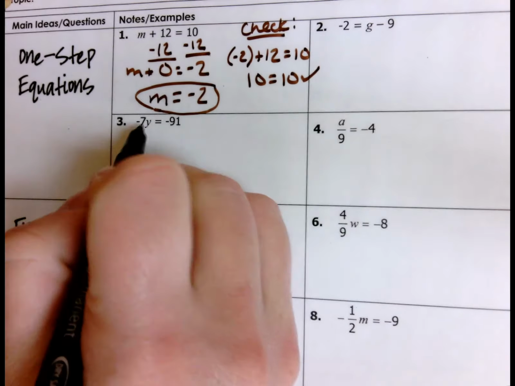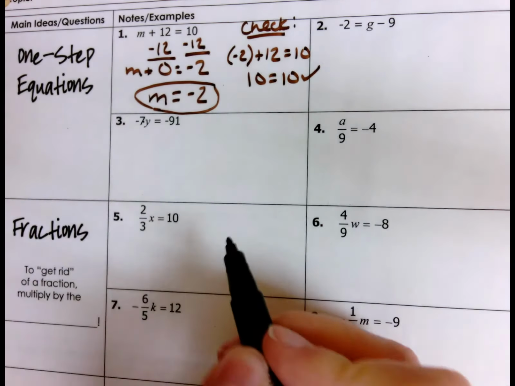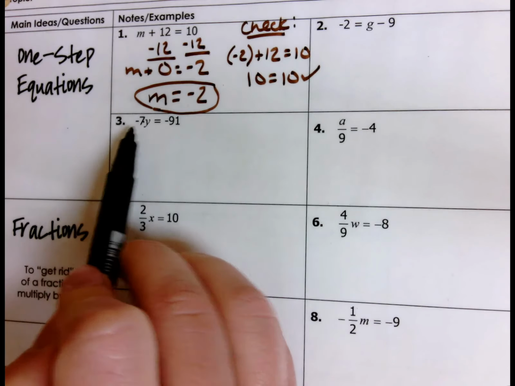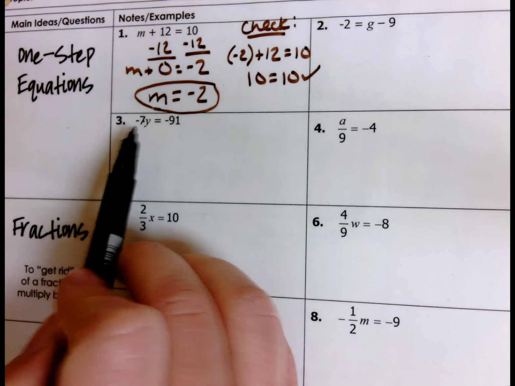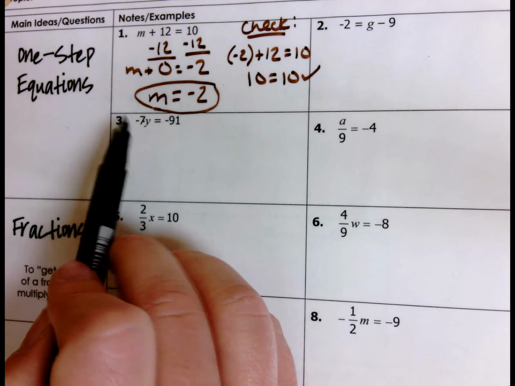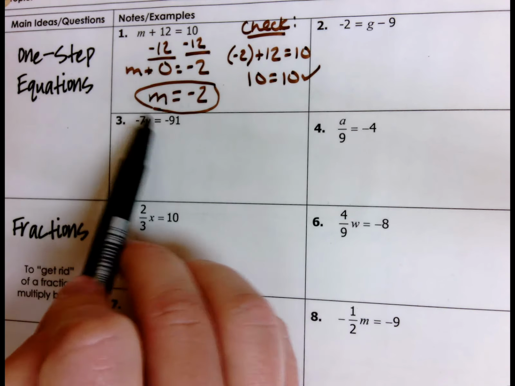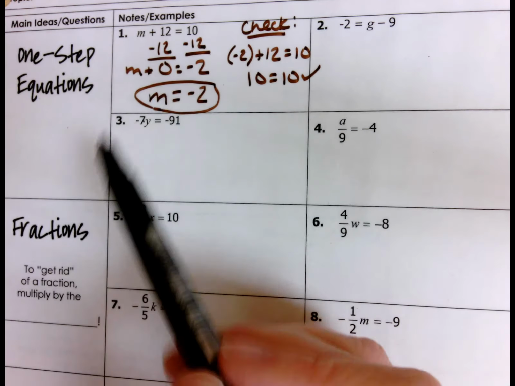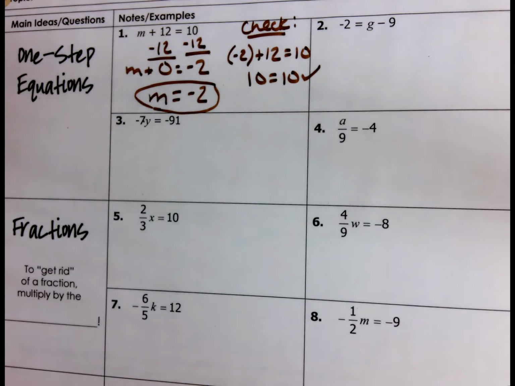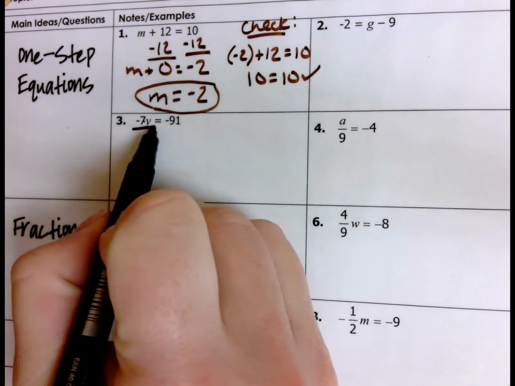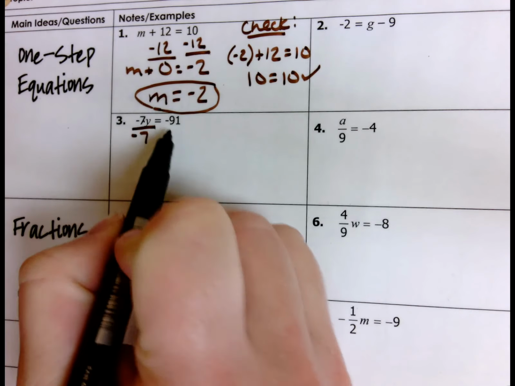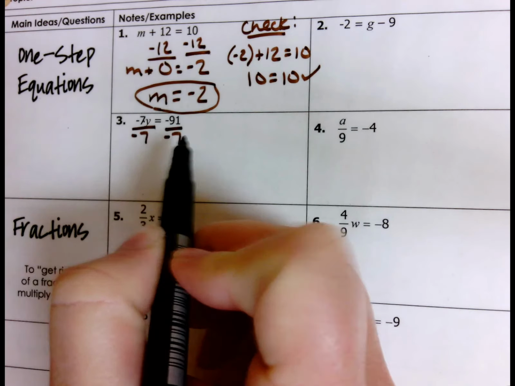Here we have negative 7 being multiplied by y. Remember that a coefficient and a variable together is really a multiplication problem. So negative 7 times y is equal to negative 91. I need to get y by itself, so I'm going to have to do the opposite of that multiplication. So I'm going to divide by negative 7, and here I'm going to divide by negative 7.